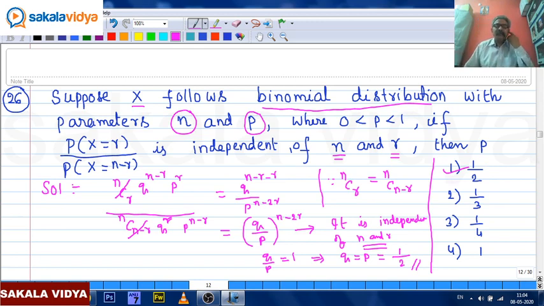q by p is 1, then 1 to the power of something is always 1. It does not depend upon n and r. So, q by p equals 1 means q is equal to p. q is equal to p means we know that p plus q is equal to 1. If you substitute q is equal to p here, 2p is equal to 1, p will be 1 by 2. So, in this way also we can find out the p value.